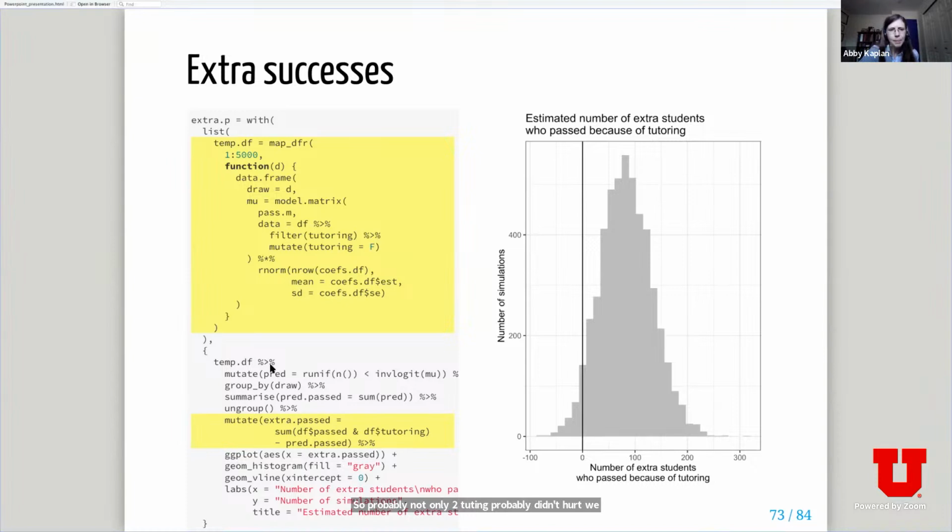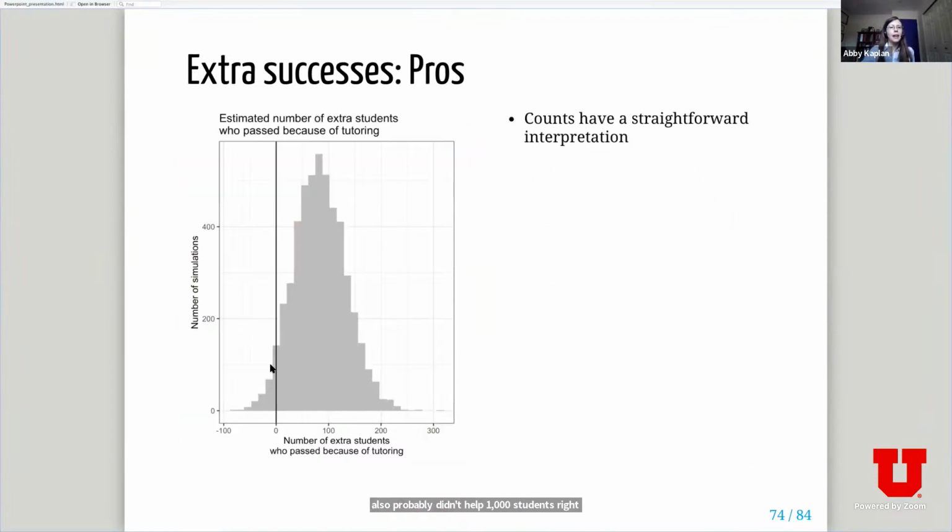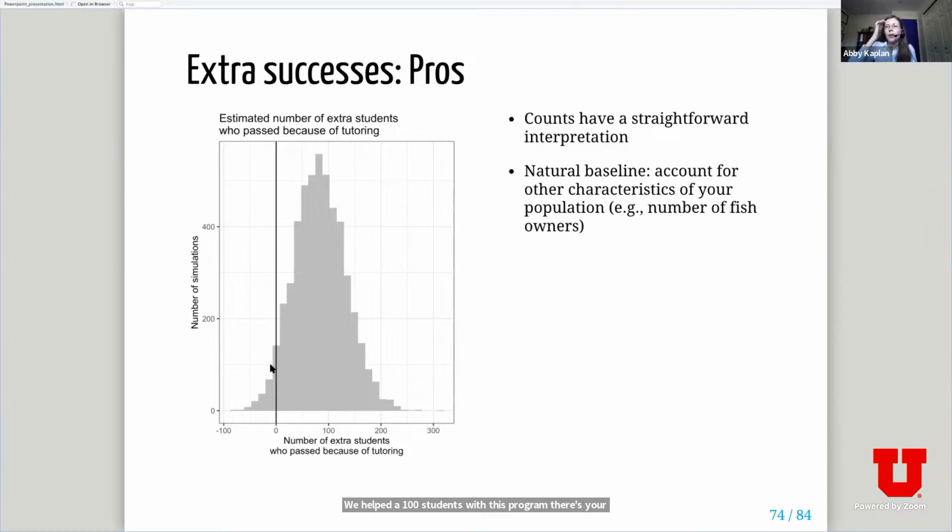So the nice thing about this plot is that we're dealing with counts, and counts have a very straightforward interpretation that your stakeholders might really care about, right? We helped 100 students with this program. There's your answer. And we also have a really natural baseline, right? So we saw earlier that the effect of tutoring because of the baselines was different for fish owners versus dog owners.